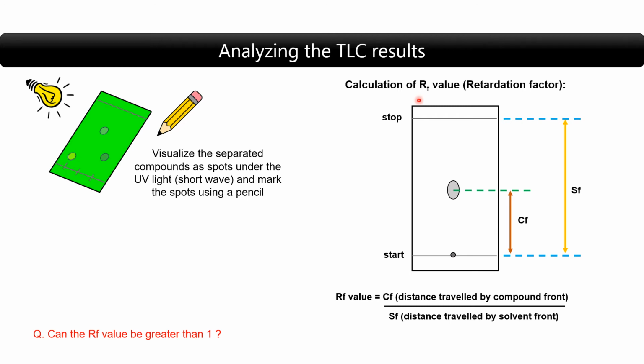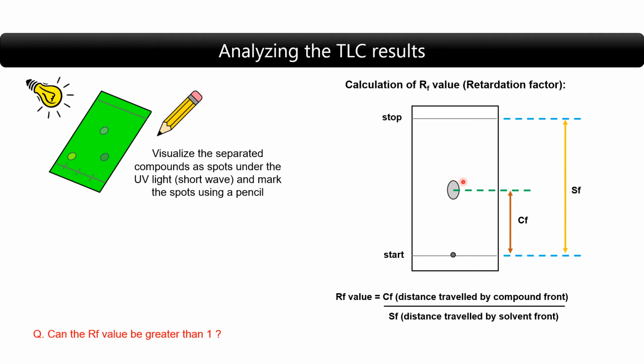How we calculate this RF value is by comparing how far the solvent traveled versus how far the compound traveled. The solvent travels from the starting point all the way to the stop point. So this distance across the plate is how far the solvent traveled. We call it the distance traveled by the solvent front. That's why we have SF.